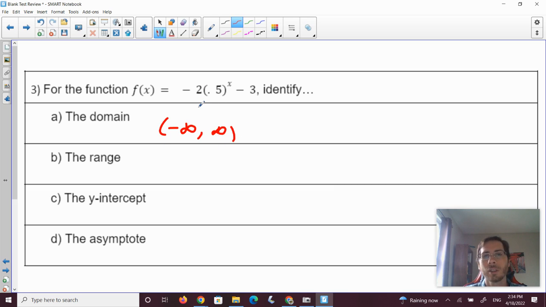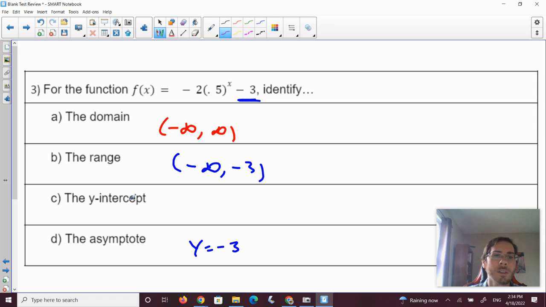For the range, this time we have a little bit of a difference here because we have this minus 3. So we know we're going to have something a little bit stranger. That means we're either going to go from negative 3 to infinity or from negative infinity to negative 3. Now, since we have the negative sign here, we're going to end up going from negative infinity to negative 3. The asymptote would be at y equals negative 3.